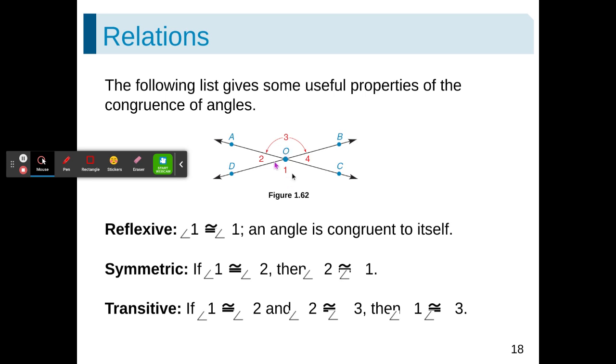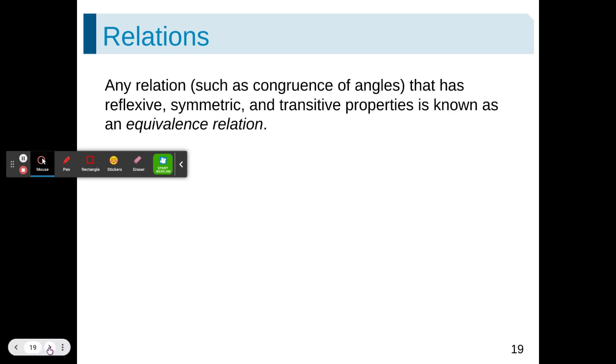Now, as we can see from this image, this is not drawn to scale. So if you're looking at it and think that is not a true statement, we're just saying that if this was the scenario we were dealt, then this is how we could work our way through. Any relation, such as congruence of angles, that has reflexive, symmetric, and transitive properties is known as an equivalence relation.